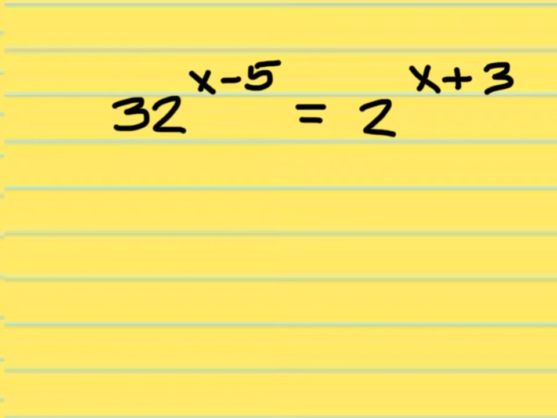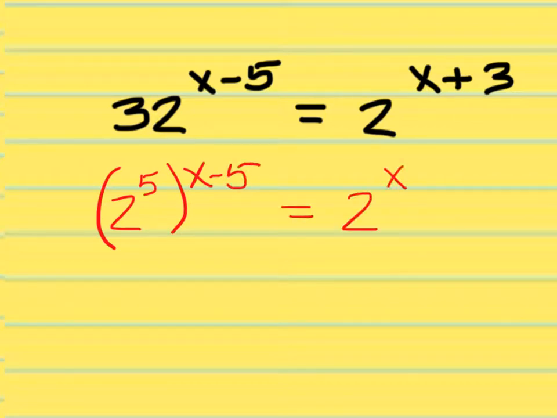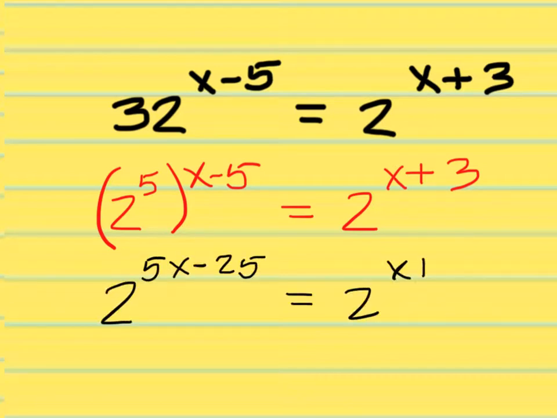Alright, 32 and 2. How can I change those bases into the same number, and what number is that? 2 to the 5th. Alright, so 2 to the 5th power, and then x minus 5. And then over here 2 to the x plus 3. So distribute the exponent of 5 here to this, and come up with 2 to the 5x minus 25 equals 2 to the x plus 3.